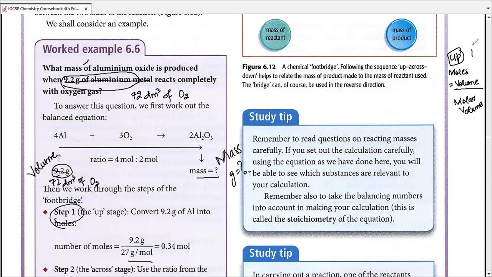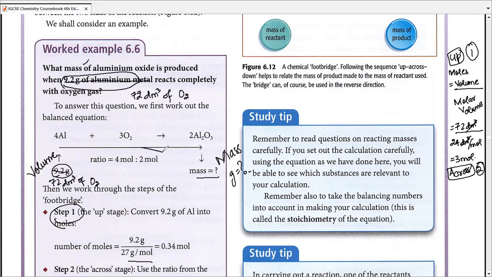You may call it step one, whatever you like. So we understand the volume is 72 decimeter cube, and the molar volume for any gas on the planet is 24 decimeter cube per mole. I hope you remember this value. So the decimeter cubes cut down, and it comes out to be 3 moles. That's step one. Now the across step, or step two, which we casually do, is the molar ratio.